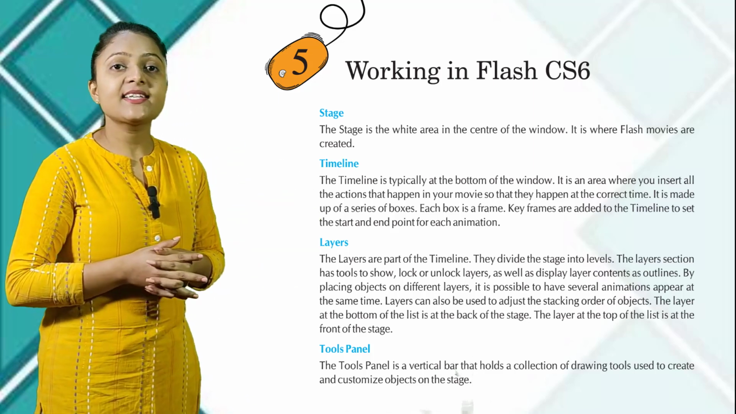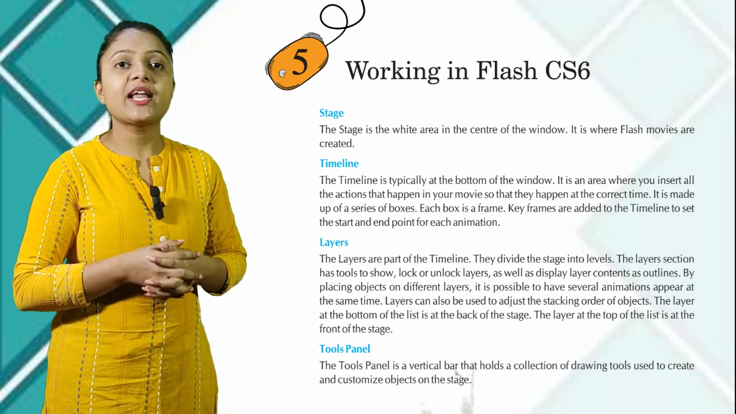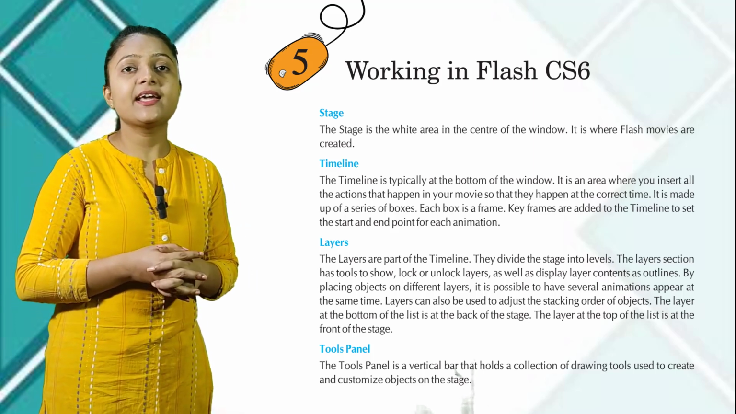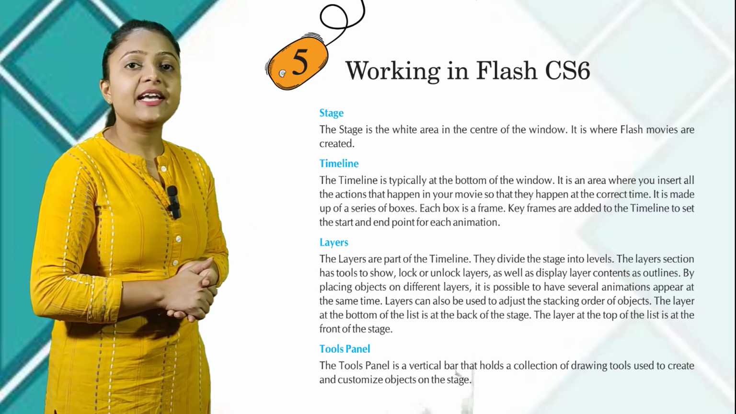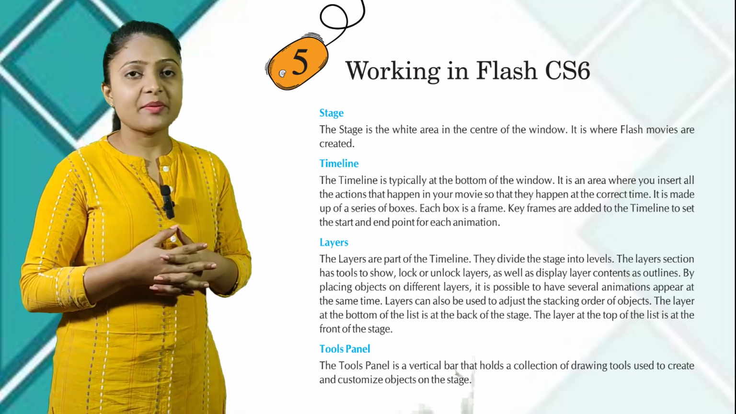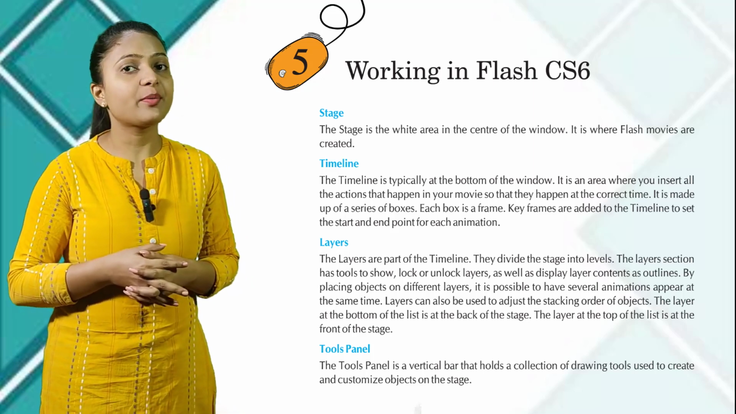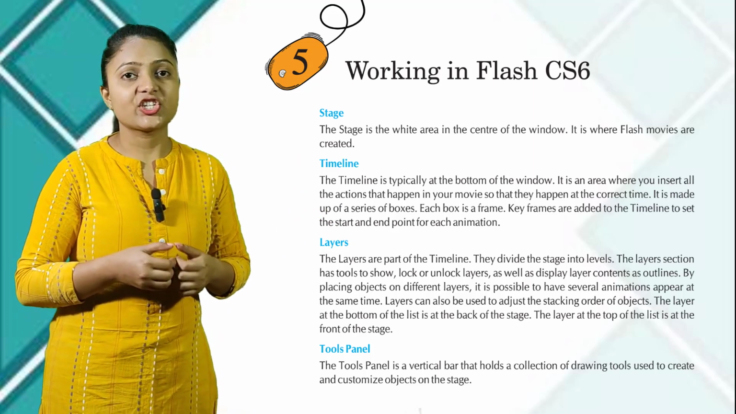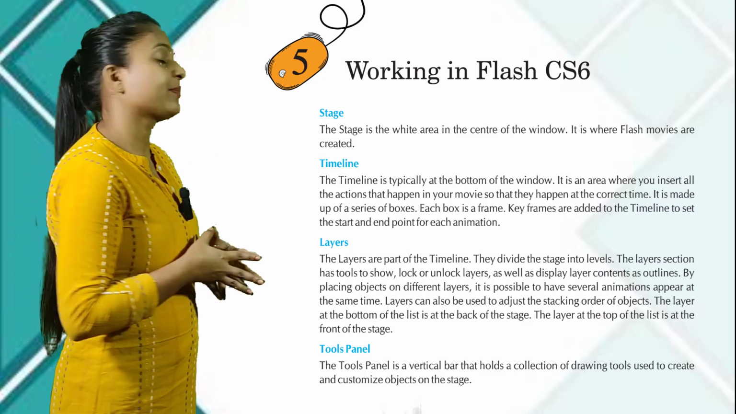Layers. The layers are part of the timeline. They divide the stage into levels. The layer section has tools to show, lock or unlock layers as well as display layer contents as outlines. By placing objects on different layers, it is possible to have several animations appear at the same time. Layers can also be used to adjust the stacking order of objects. The layer at the bottom of the list is at the back of the stage. The layer at the top of the list is at the front of the stage.